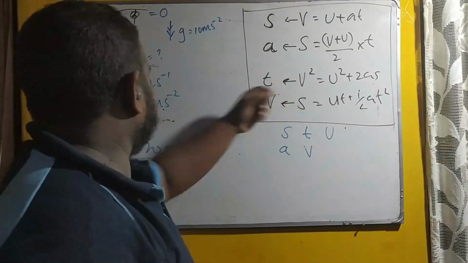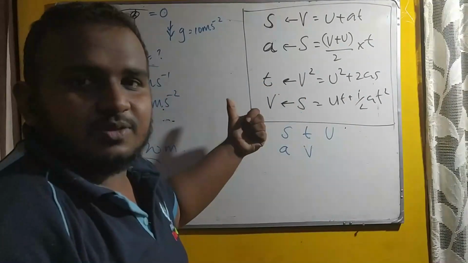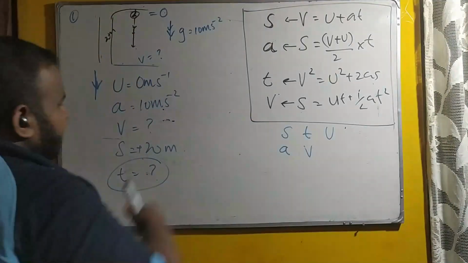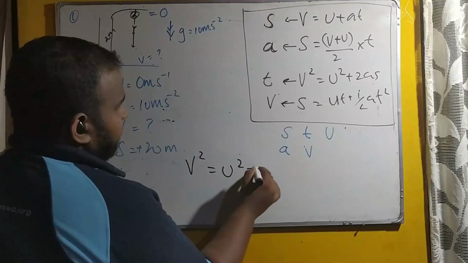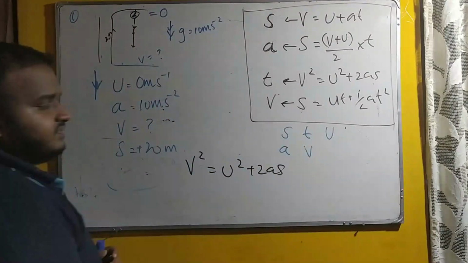Therefore, this equation is more suitable to the specific question. So we need to take that equation, very simple. It is v squared is equal to u squared plus 2as.